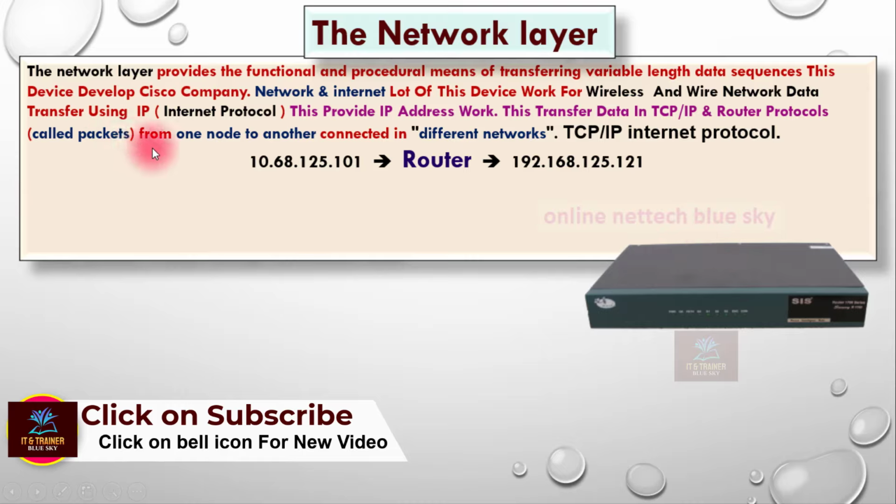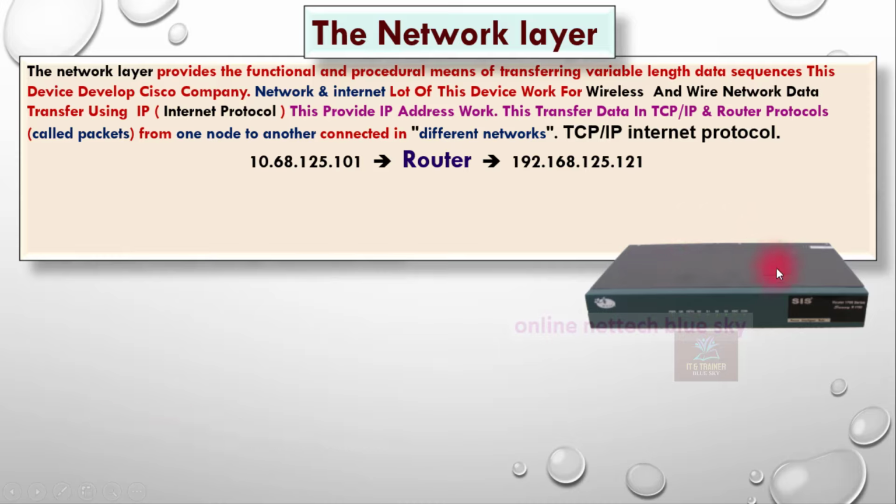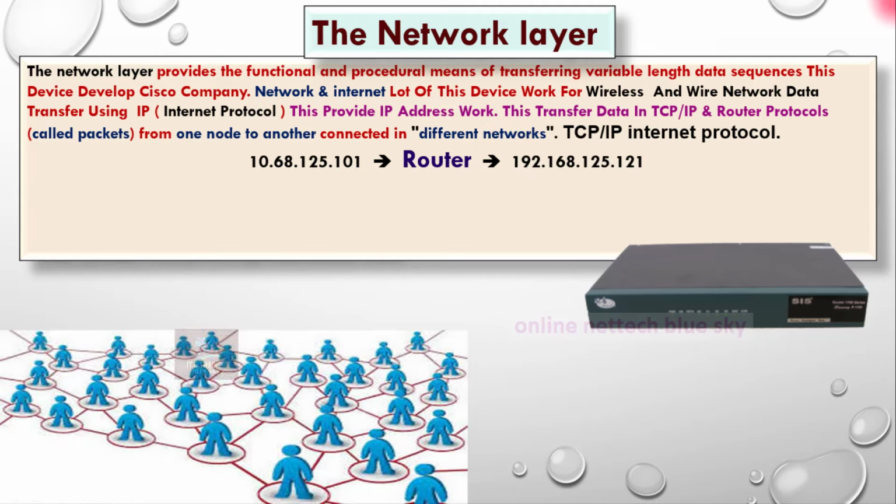The data is transferred in sequences of variable length, sending and receiving. In router protocols this is called a packet. In this field it's called a packet system. It receives different content from one side to another through the IP protocol. I'm giving an example: a lot of people on the internet are working on their computers, sending and receiving, sharing files between one side and another.